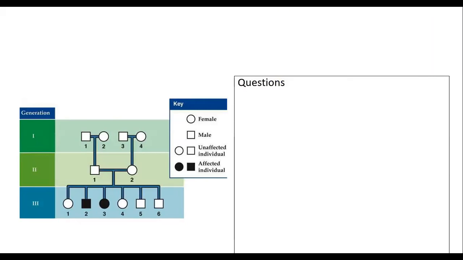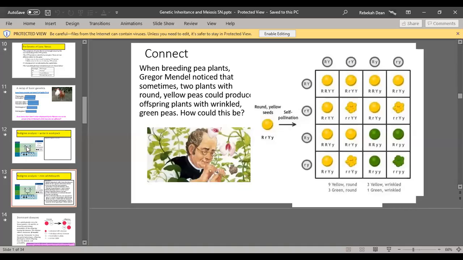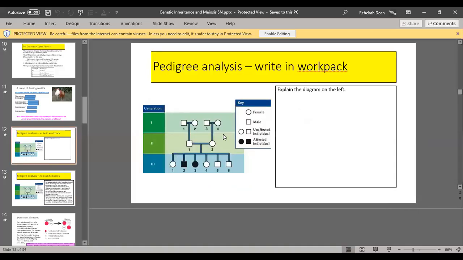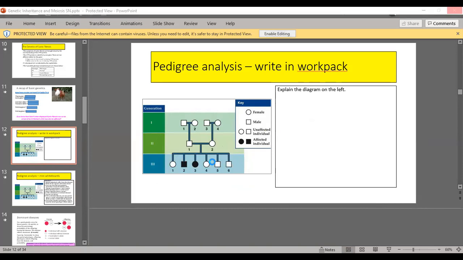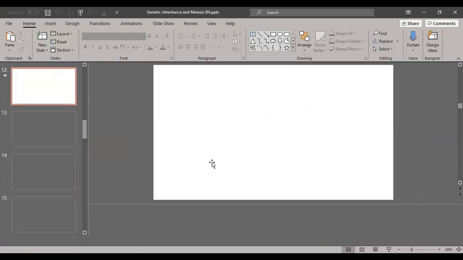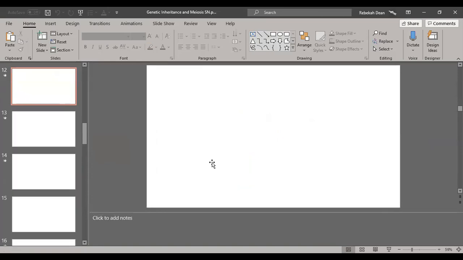So I'm just going to see if I can make this pedigree analysis a little bit bigger. Yeah, there we go. Oh, I haven't enabled editing, that's really annoying. I'm just going to make that a bit bigger so we can see that better. Basically, while I'm waiting for that to open a bit better, a pedigree analysis is almost like a family tree.